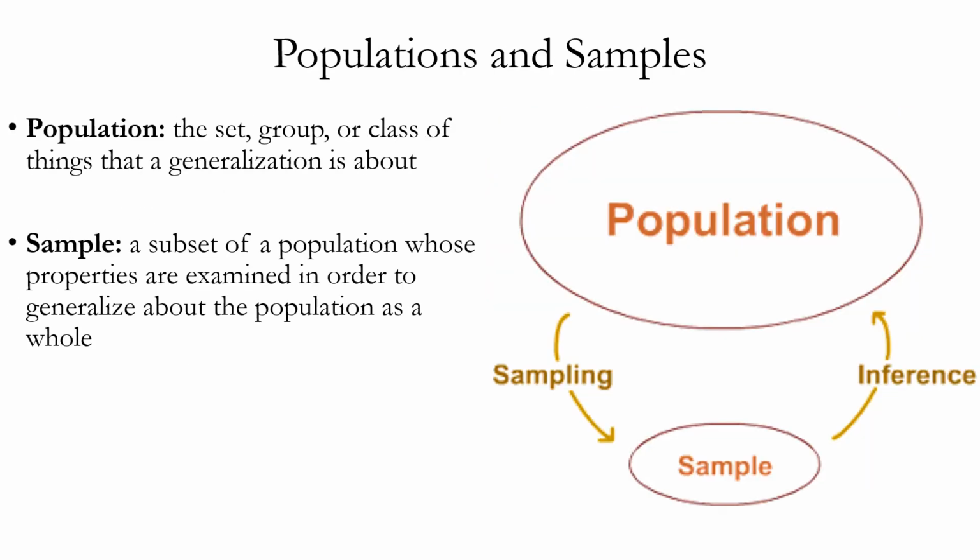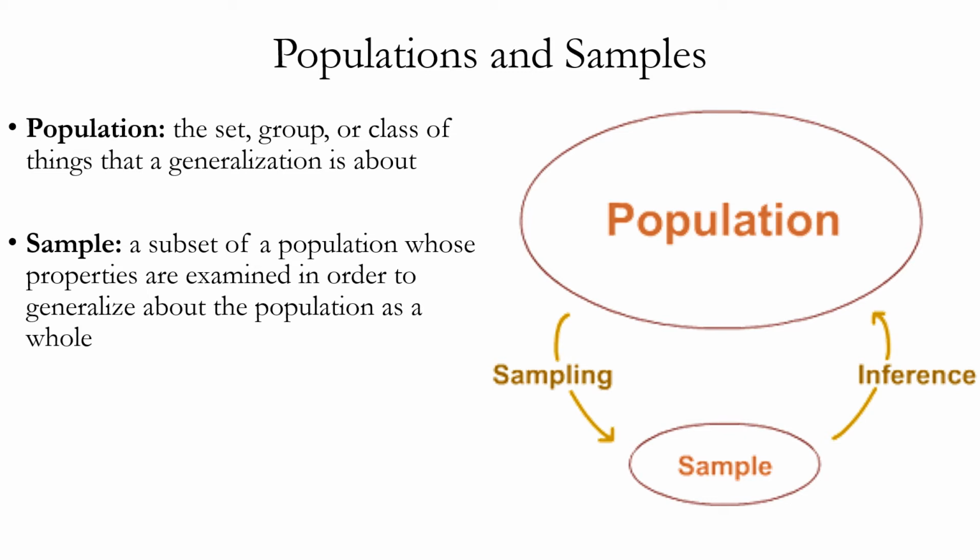In order to understand and evaluate arguments for generalizations, it's helpful to use the statistical concepts of populations and samples. A population is a set, group, or class of things that a generalization is about. Don't be misled by the word population. This does not only refer to groups of people. You can generalize about any type of thing. So for example, you could talk about the population of galaxies in the universe.